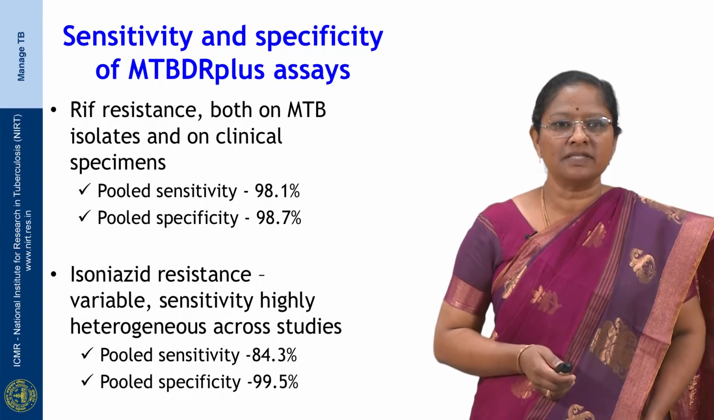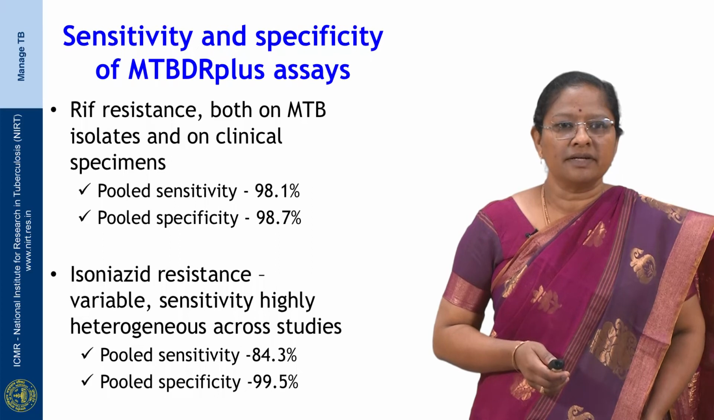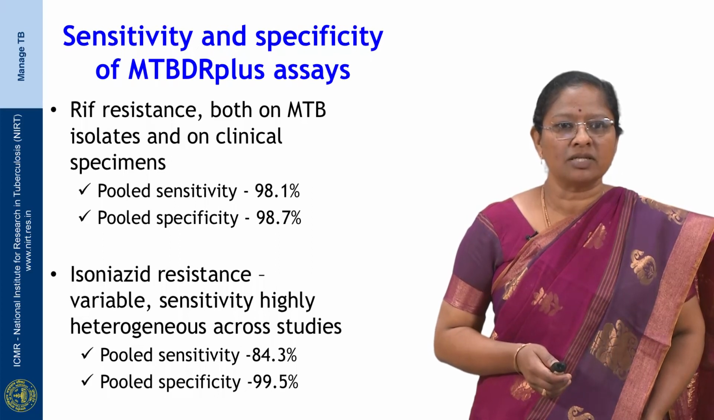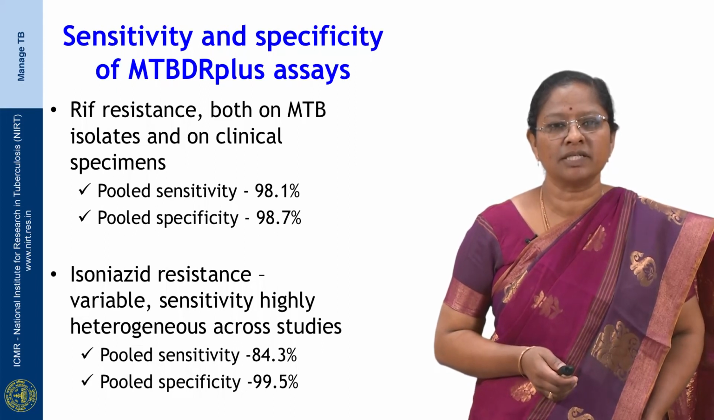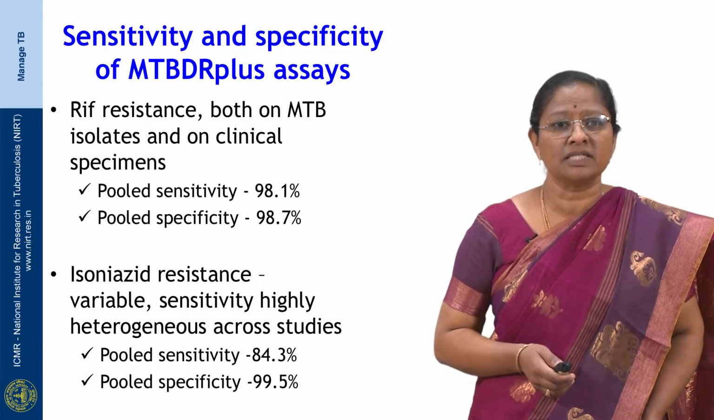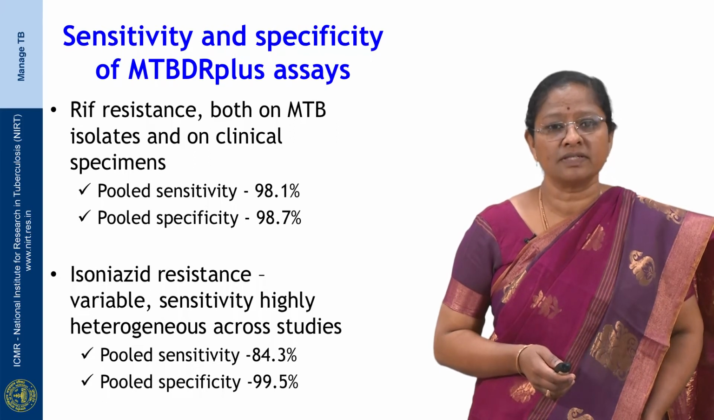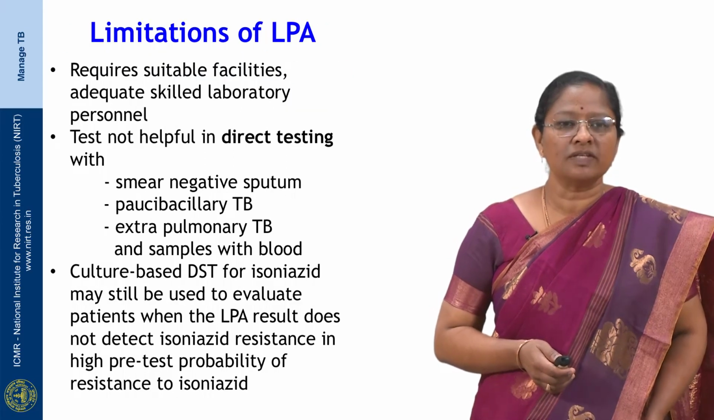If you look at the specificity and sensitivity of MTB-DR plus assays, for rifampicin resistance both on MTB isolates and or clinical specimens, it has a pooled sensitivity of 98% and a pooled specificity of 98.7%. For isoniazid resistance detection, it has variable sensitivity and it is heterogeneous across different studies. So, the pooled sensitivity is about 84.3% for isoniazid resistance detection and a pooled specificity of 99.5%. What are the limitations of the line probe assay?